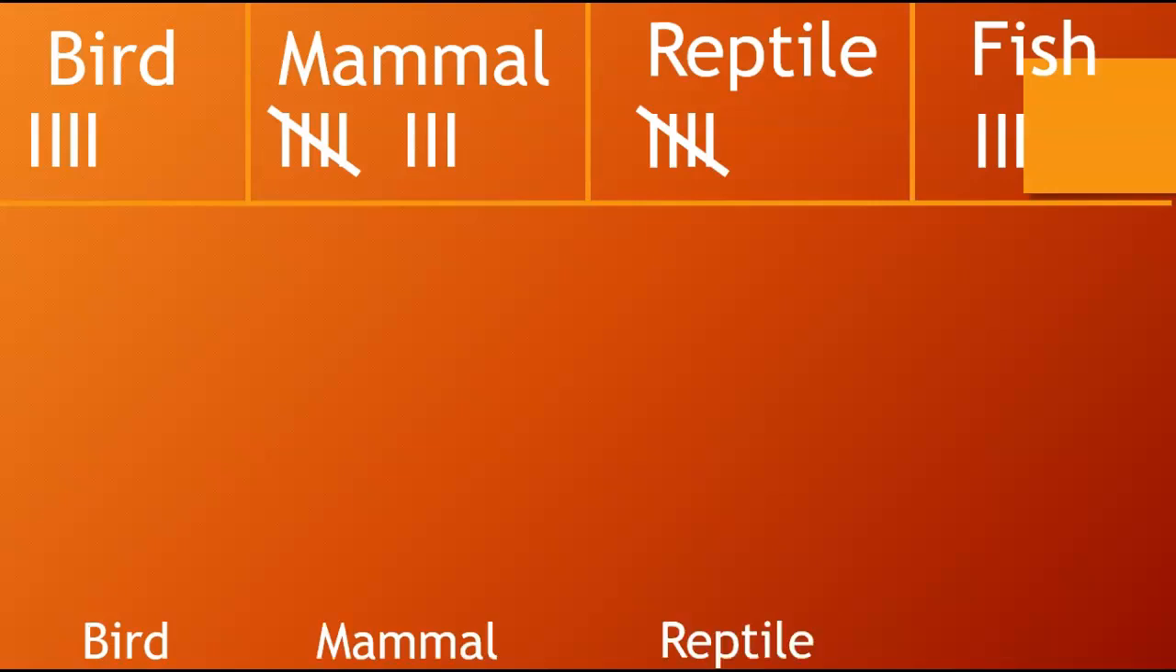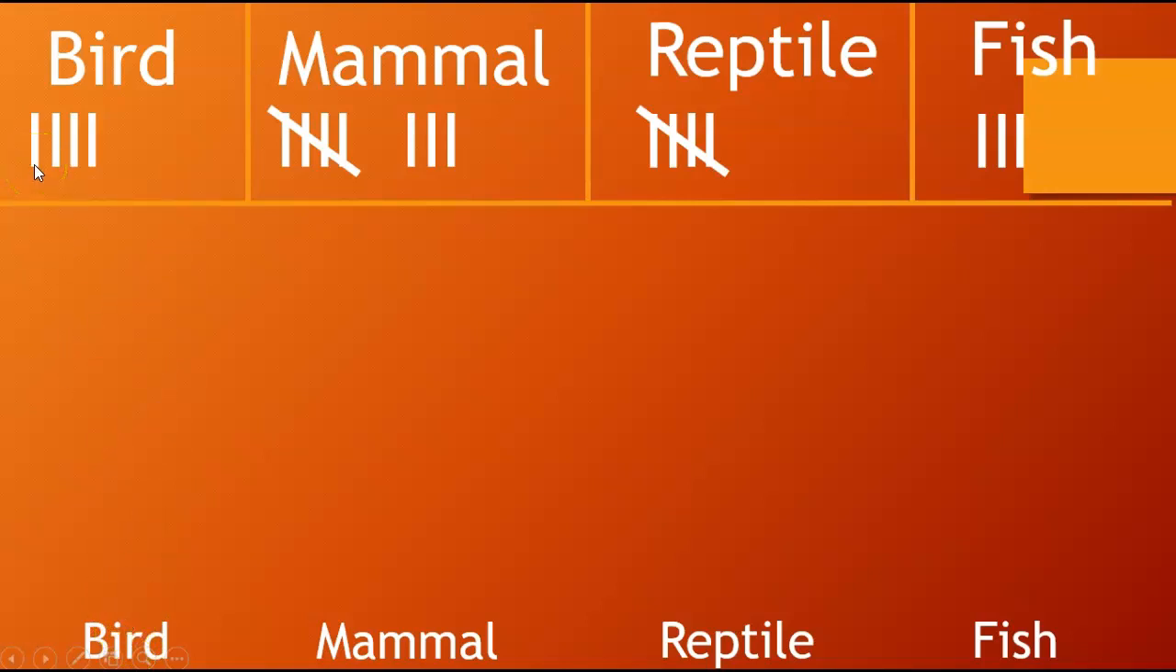So first we're going to write our categories down at the bottom. So we're just going to do the bird down here, the mammal, the reptile, and the fish. Then what we need to do is we need to make a picture or mark to represent each of these tallies. So we're going to do X's to represent. So these are also going to go up and down. Our picture graph is going to go up and down.